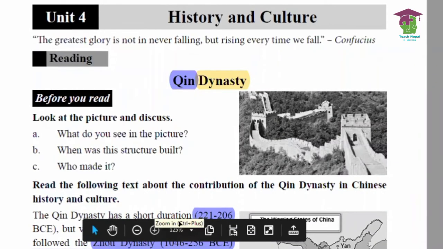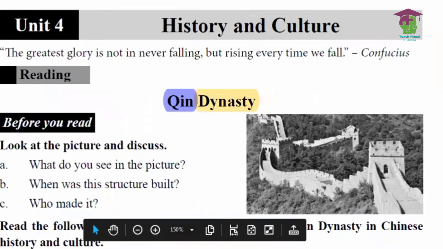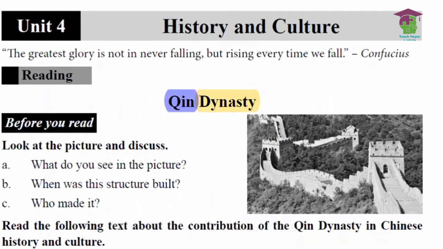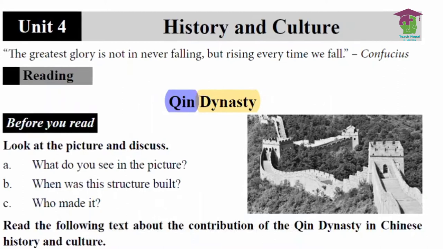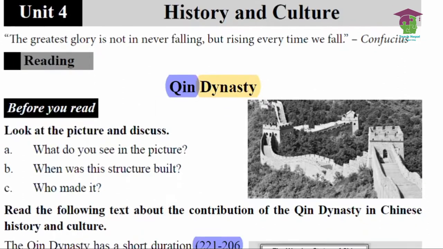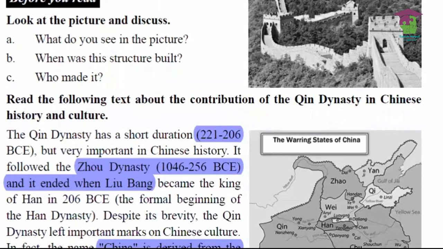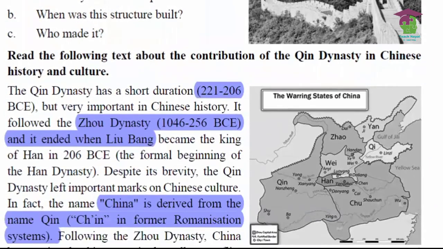I am Bijur Neupane. Today I am going to present you unit 4 of grade 11 compulsory English, that is history and culture. In this video, I am going to deal with all the things given in unit 4: reading, writing, grammar, speaking and all other things that are included there. So in this short video, you will get to know about everything.